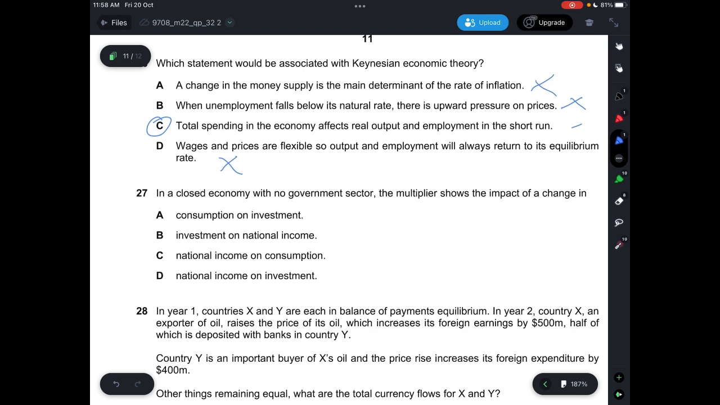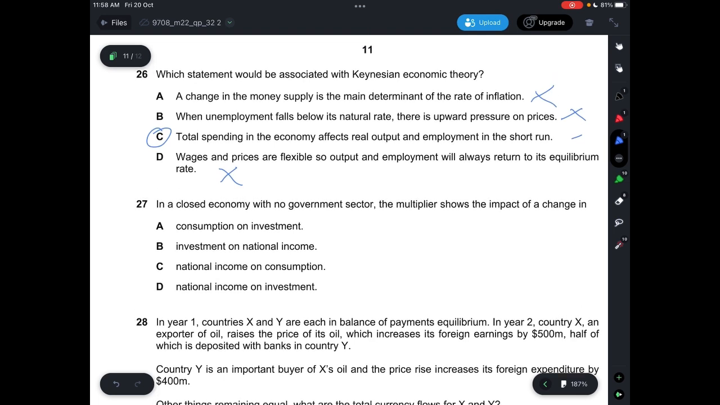Question 27, in a closed economy with no government sector, the multiplier shows the impact of a change in what? So a closed economy with no government sector, so no X minus M and no government expenditure. So no taxation, basically.